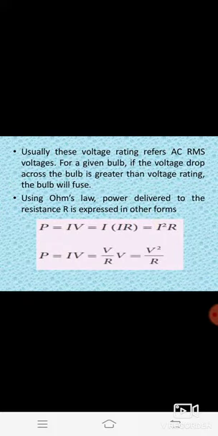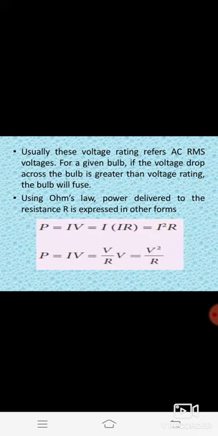Usually these voltage ratings refer to alternating current RMS voltages. For a given bulb, if the voltage drop across the bulb is greater than the voltage rating, the bulb will fuse. If we apply a voltage that is greater than the voltage mentioned on the bulb, it will fuse.